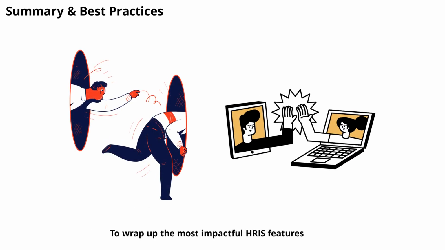To wrap up, the most impactful HRIS features for resource planning include centralized databases, analytics, scheduling, forecasting, and integration capabilities. By prioritizing these features, organizations can optimize workforce allocation, control costs, and adapt to changing business needs. Remember, the best HRIS is one that aligns with your unique goals and processes. Invest in features that drive efficiency, support data-driven decisions, and empower your HR team for success.